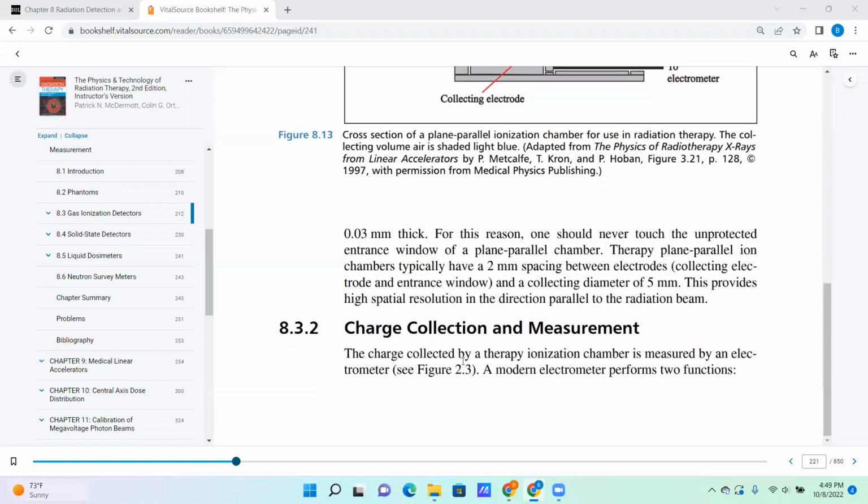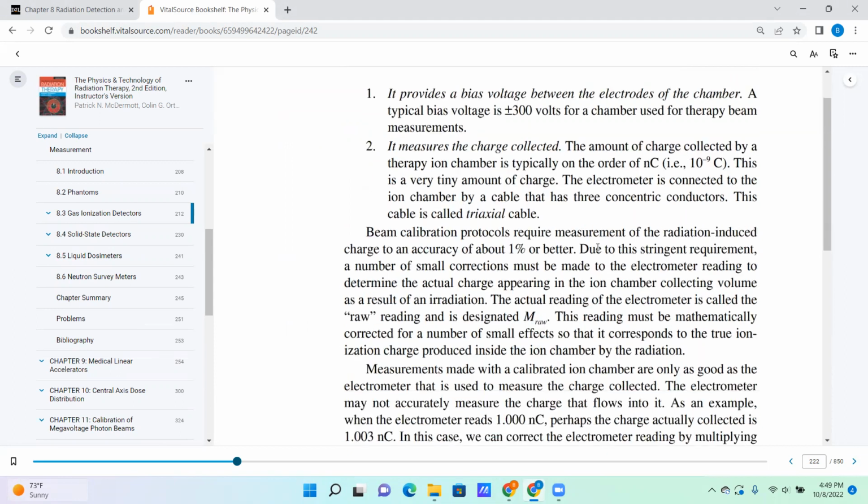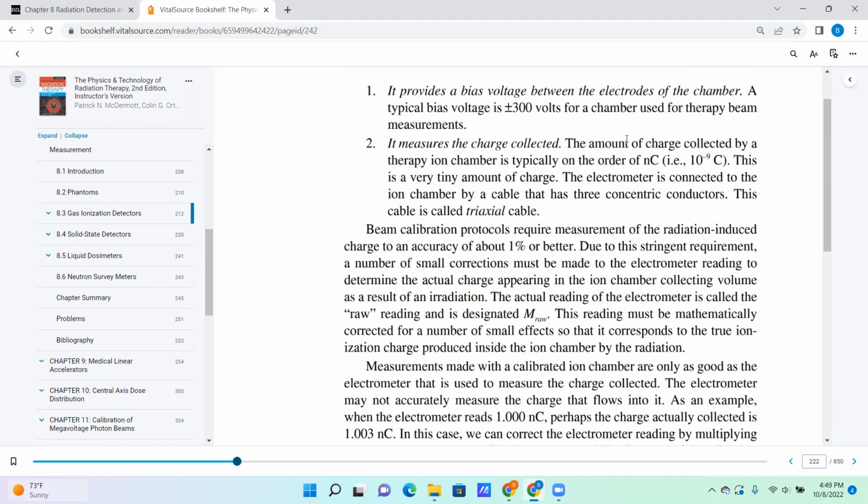Now, the charge collected by a therapy ionization chamber is measured by an electrometer. An electrometer provides a bias voltage between the electrodes of the chamber. A typical bias voltage is 300 volts, and it measures the charge collected. The amount of charge collected is typically on the order of nanocoulombs. Very tiny amount. The electrometer is connected to the ion chamber by a cable that has 3 concentric conductors, and that's called a triaxial cable.